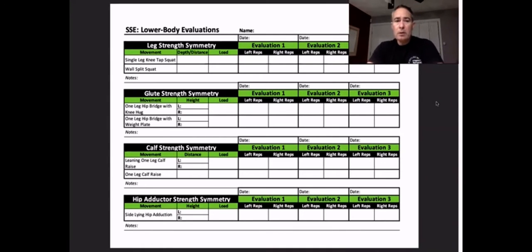I am. So now what I'm going to go over is all the testing charts where you record your data. We have three different charts separated by the modules, the areas of the body. So we have the lower body evaluations. All four of the lower body evaluations are there. We have upper body evaluations and core evaluations.